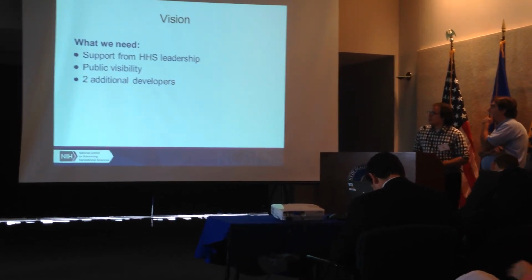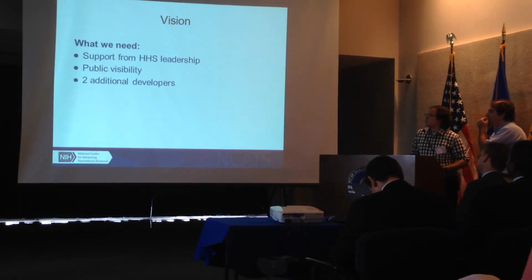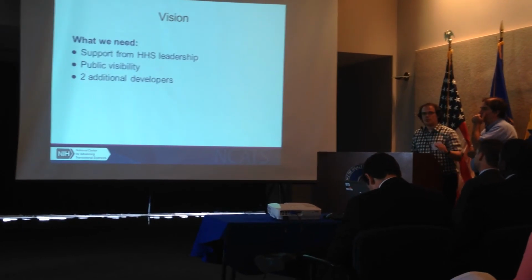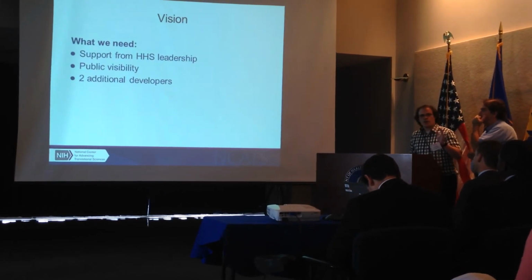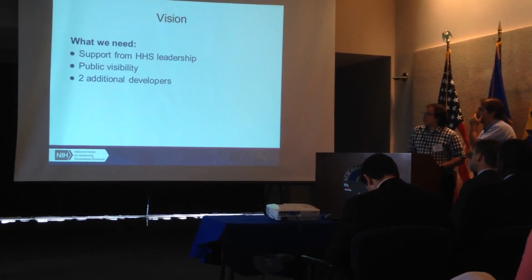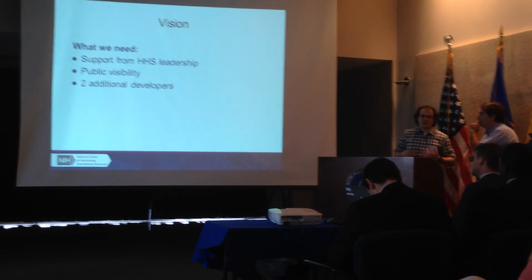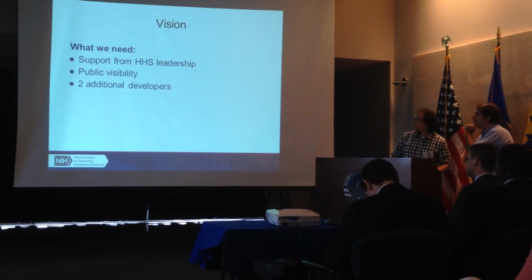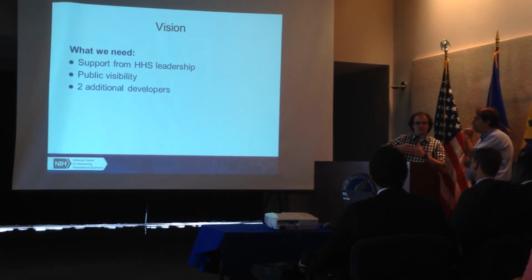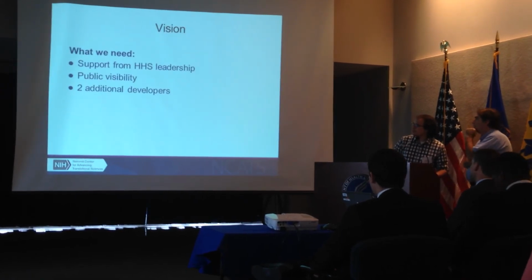And this is what we need. The main thing we need, by far, is just the support from HHS leadership. We just need people to put some weight behind this and say, we don't want to do things the wrong way, we want to do things right. Public visibility is the next thing that we really need. Just people need to be aware of it in order to know they should use it. And also, just to finish up some areas and to increase in certain convenience tools, we really need 2 additional developers.